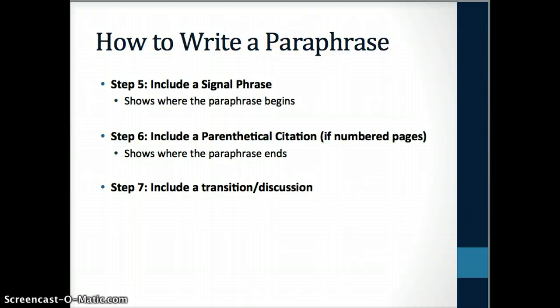Which makes step 7 really important. You have to include some sort of transition or discussion. The paraphrase should never stand on its own. It should always lead into some discussion of how that idea is essential to understanding your argument or your thesis.